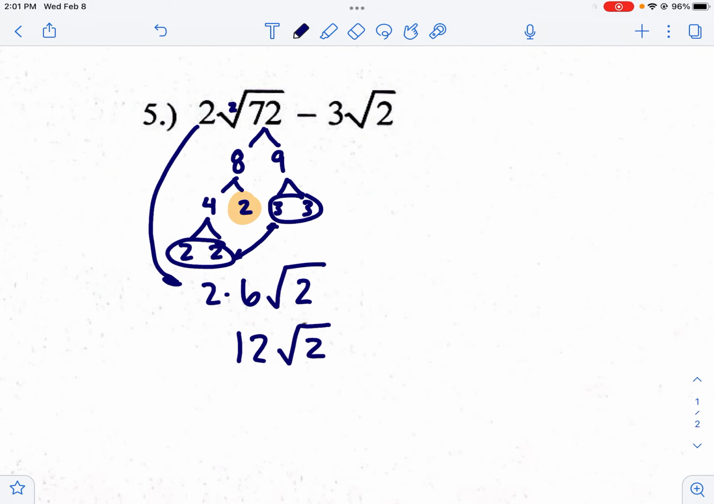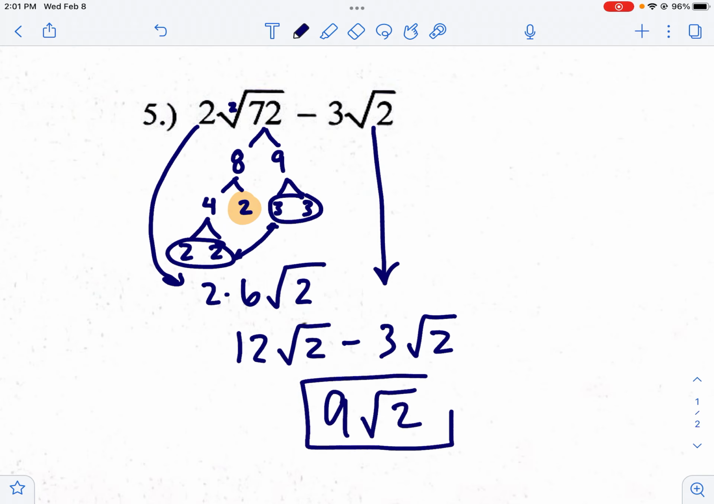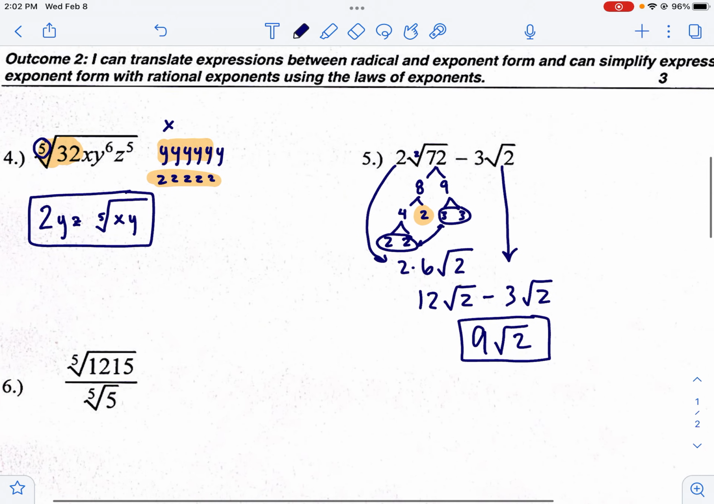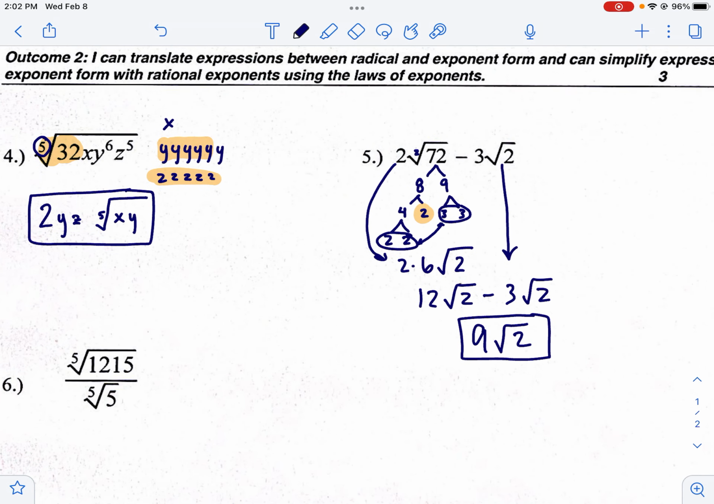This multiplied here. Then I can bring down this one, the minus 3 radical 2, and as you may notice, they both now are the same radical, so I can subtract them. 12 radical 2 minus 3 radical 2 is the same thing as if you were doing 12x minus 3x. Well, it'd be 9x, or 9 radical 2. You're going to have one on your quiz very similar to that, so hopefully that helps.